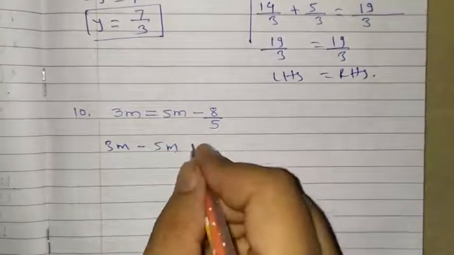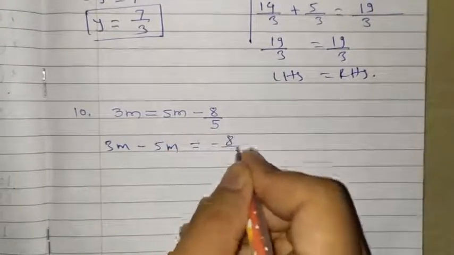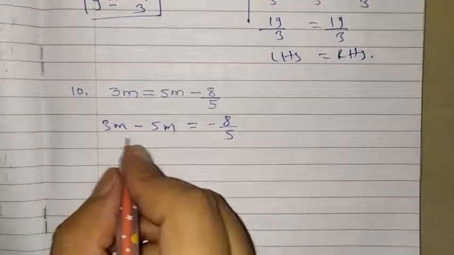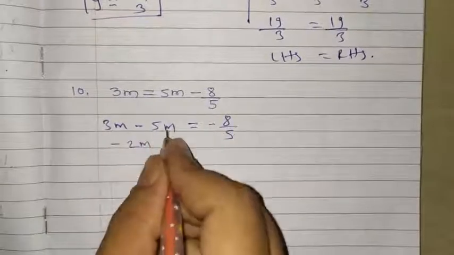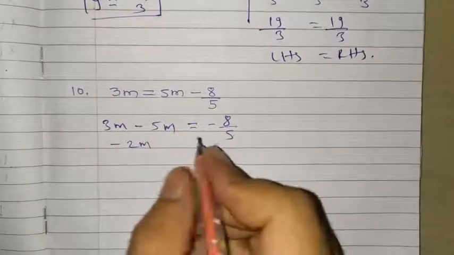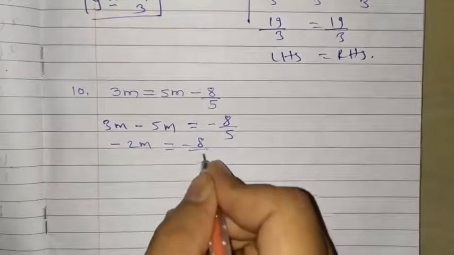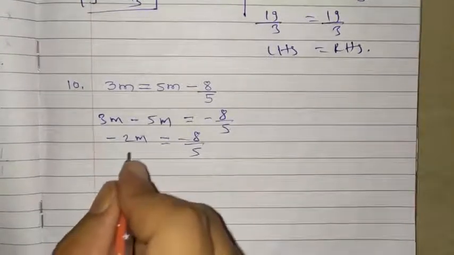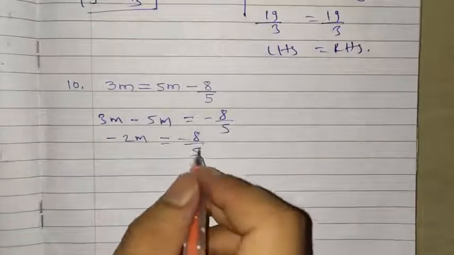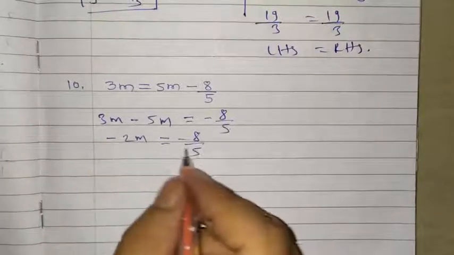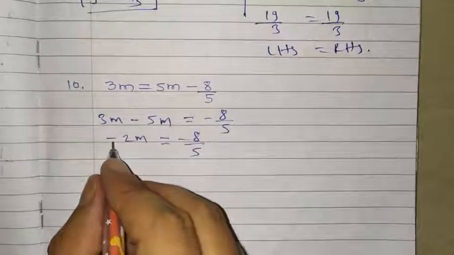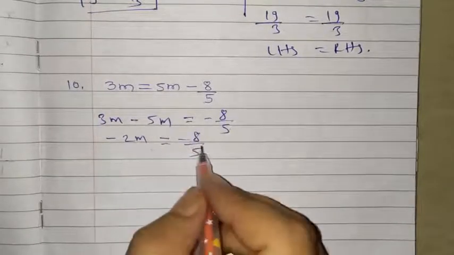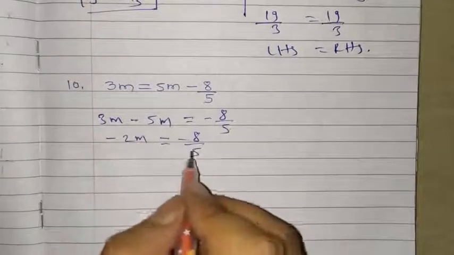10th one, 3m. The 5m term I am shifting to this side. 3m minus 5m equals to minus 8 upon 5. And then 3m minus 5m means it is 2m, because 3 minus 5 is 2, sign of the greater number, equals to minus 8 upon 5. So here it is better if you remove the minus. In both sides minus is there. If you multiply by minus, then it will be plus. And keep in mind, if you are getting a number like that, the minus minus gets cancelled.